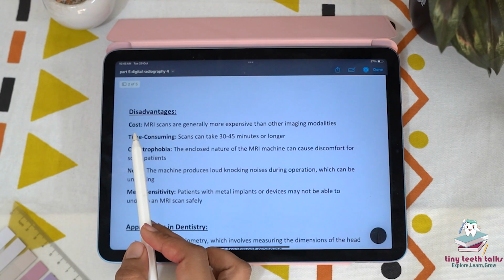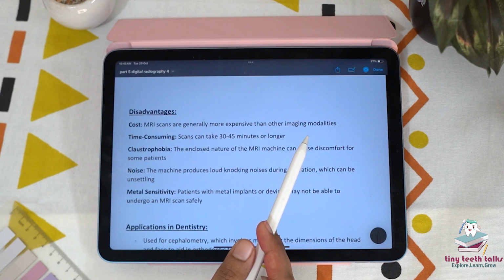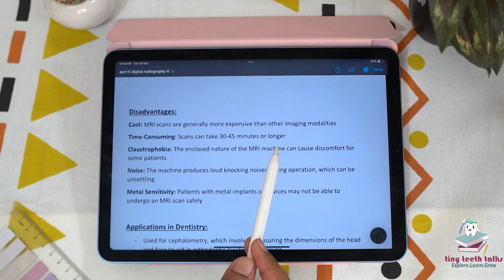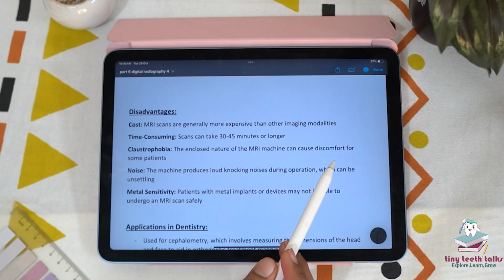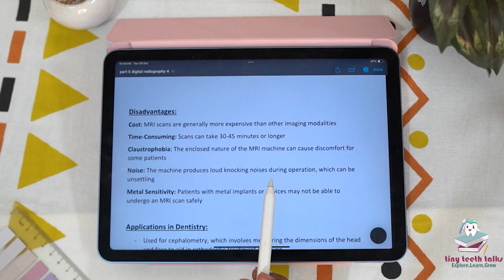Coming to the disadvantages, cost. MRI scans are generally more expensive than other imaging modalities. Time consuming, scans can take 30 to 45 minutes or longer. Claustrophobia. The enclosed nature of the MRI machine can cause discomfort for some patients. Noise. The machine produces a loud knocking noise during operation, which can be unsettling. Metal sensitivity. Patients with metal implants or devices may not be able to undergo an MRI scan safely.